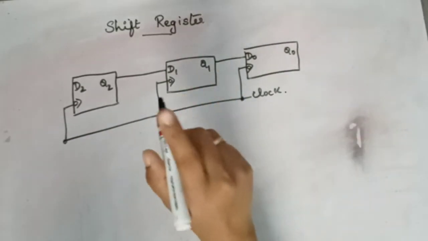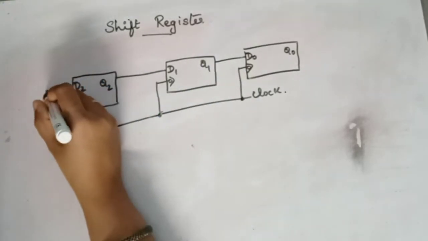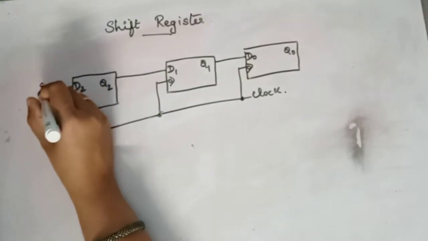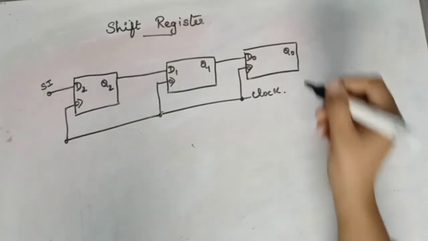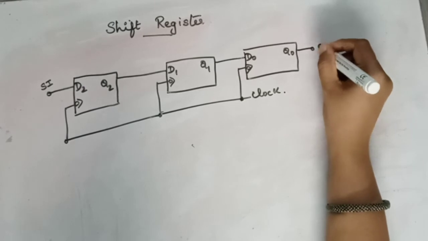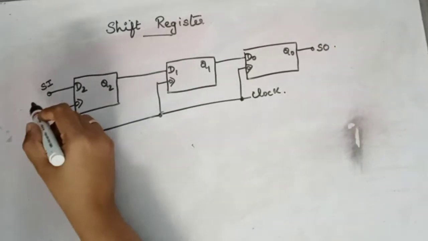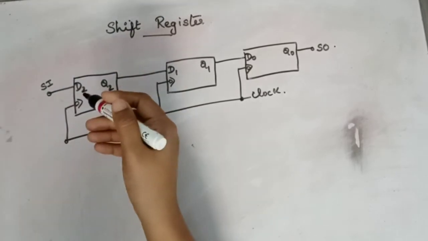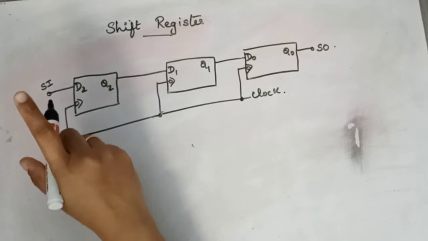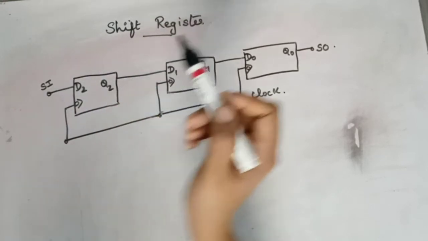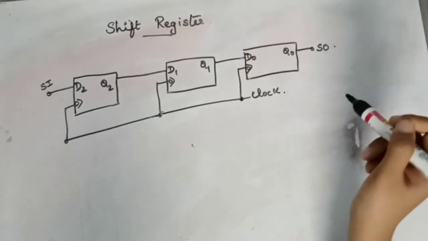First we'll consider serial in, serial out. In the case of serial in, serial out, I'm giving the input here. This is the serial input, and I'm taking the output from here. What do you mean by serial in? I'm giving the data bit by bit, only 1 bit at a time. Serial output means I'm taking the data 1 bit at a time.